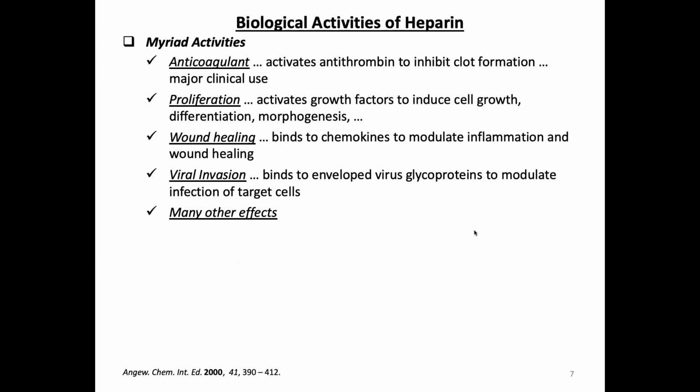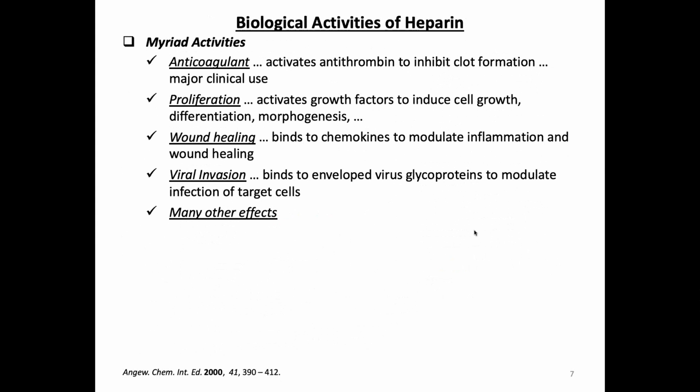It binds to antithrombin and activates antithrombin. And this leads to inhibition of clot formation. Okay? We're going to see this in just a little while. But heparin can also do a whole lot of other things. For example, it can affect cellular proliferation. It can bind to growth factors and induce cell growth. At the same time, it can bind to growth factors and inhibit cell growth. Okay? It can do both things.